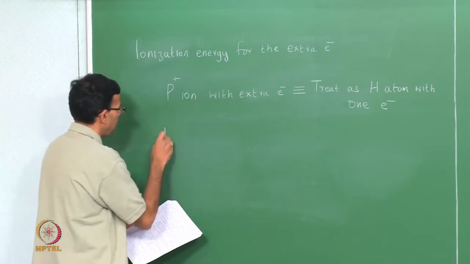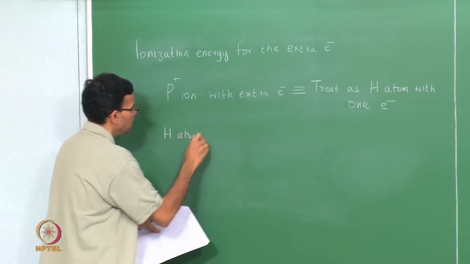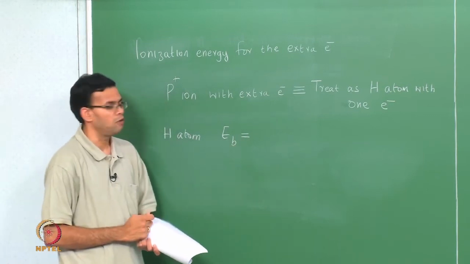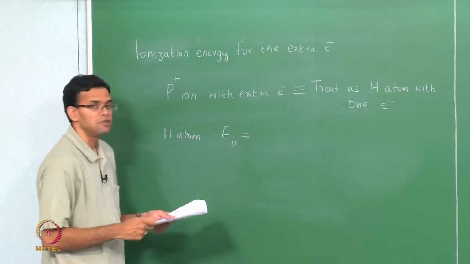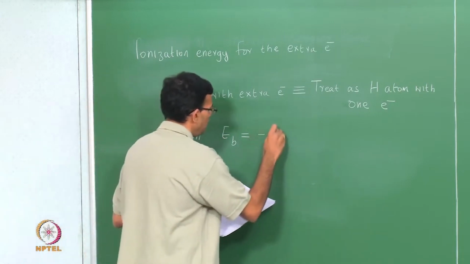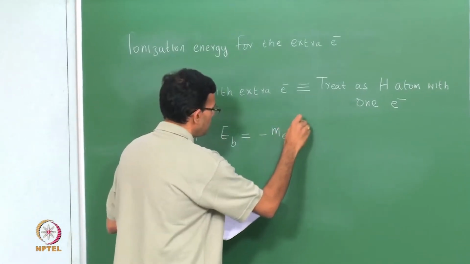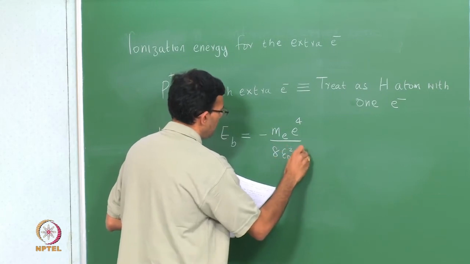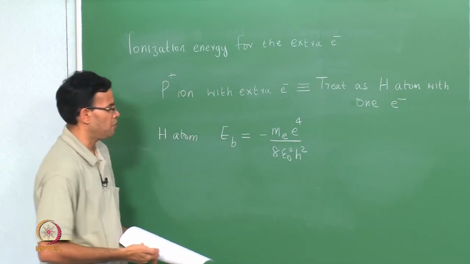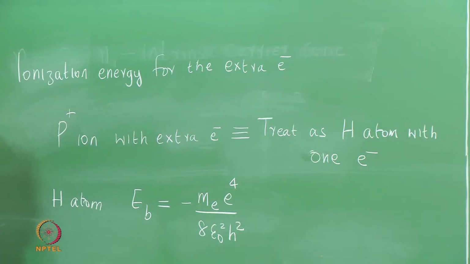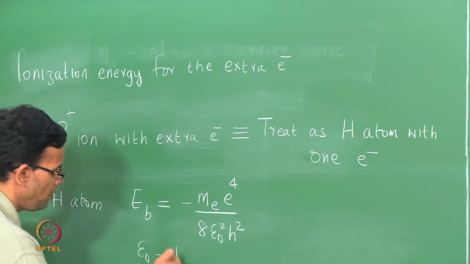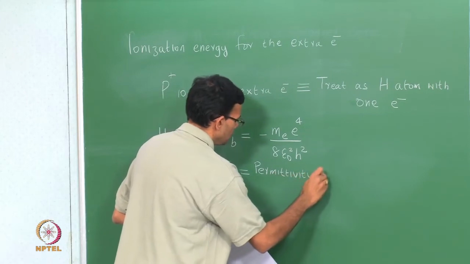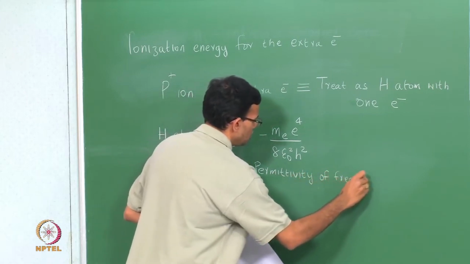If you have a hydrogen atom, the binding energy of an electron in hydrogen, we can calculate by solving Schrodinger's equation. I will just write down the expression. This is nothing but m_e e^4 divided by 8 epsilon naught squared h squared. m_e is the rest mass of an electron, e is the electric charge, epsilon naught is the permittivity of free space, and that is also a constant.